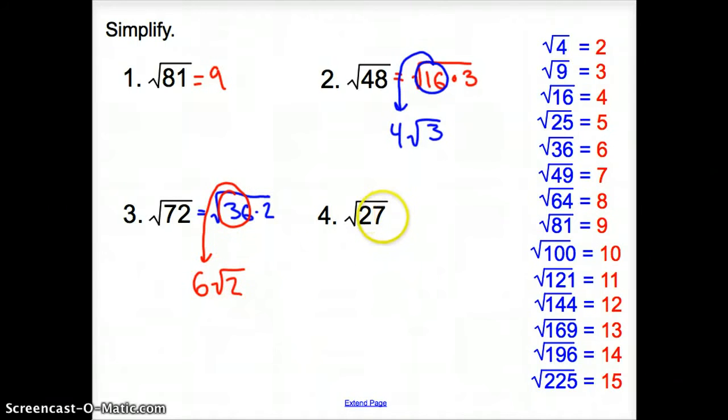And then finally 27. Is there a 27 in the blue numbers? No, there is not. So let's start with 25. 25 doesn't go in there. 16 doesn't go in there. But 9 does. And how many times does 9 go in there? 9 goes in there 3 times. The square root of 9 is 3. So the 9 comes outside of the square root, turns into a 3, carry down the square root, and what's left, which is 3. Awesome.